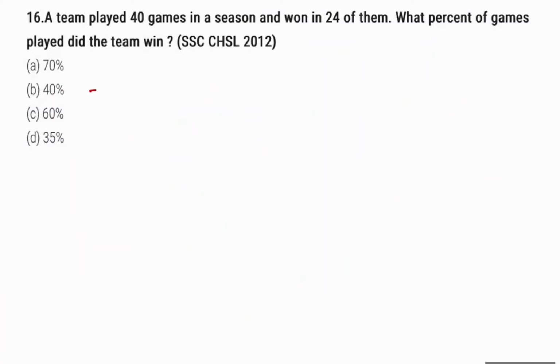A team played 40 games in a season and won 24 of them. What percent of the games played did the team win? So out of 40 games, the team won 24, and we need the percentage. 24 over 40, the zeros cancel, 4 6s are 24, 6 into 10 is 60%. Answer.